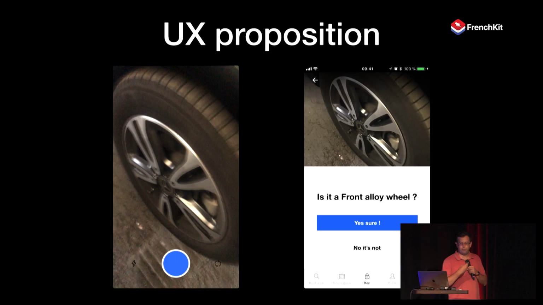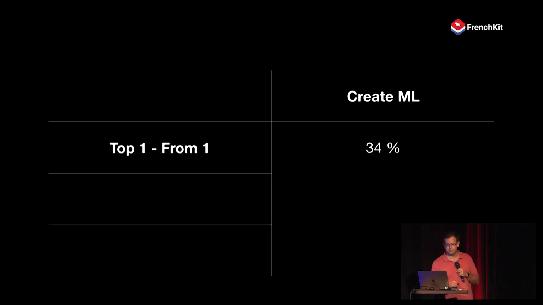How to build an app with this machine learning? The first idea is just to build an app like that. I take the picture and let the magic happen. It works. It's a front alloy wheel. But in real life, it doesn't work because of the accuracy of the model. If I do that, only 1 in 3 pictures is correctly classified.